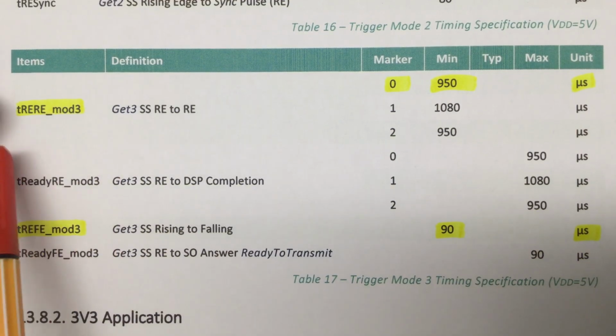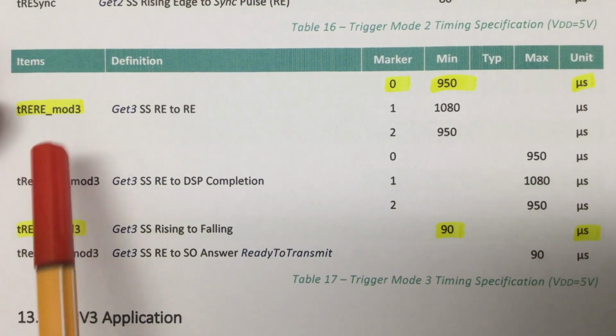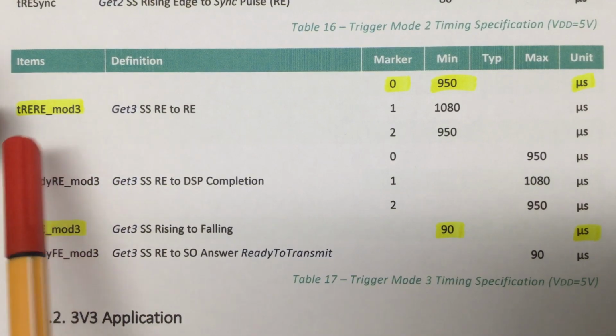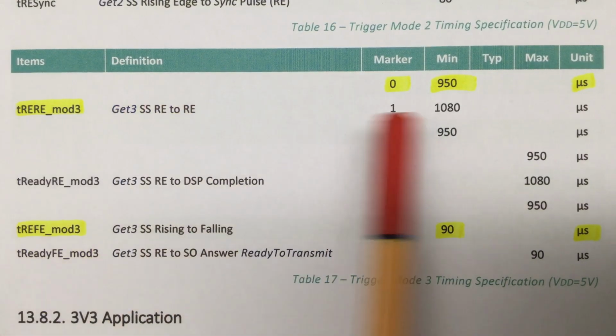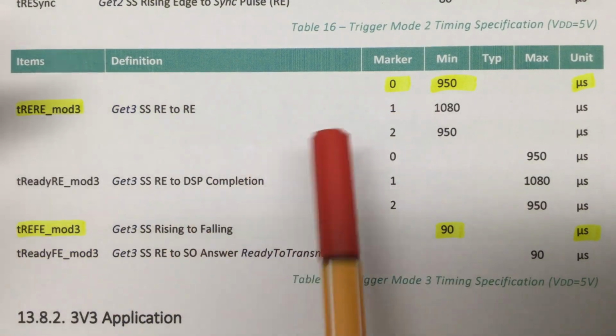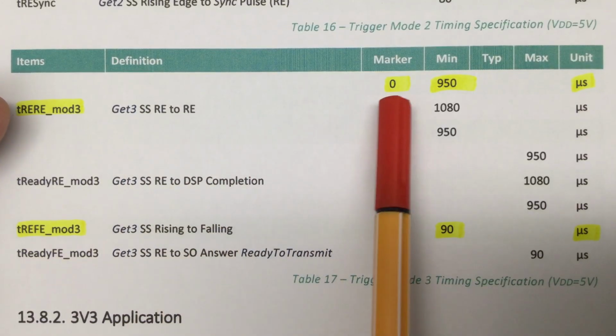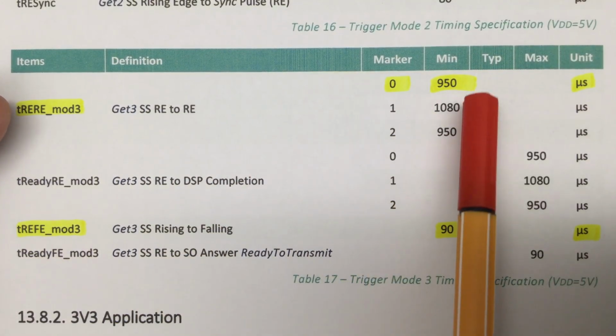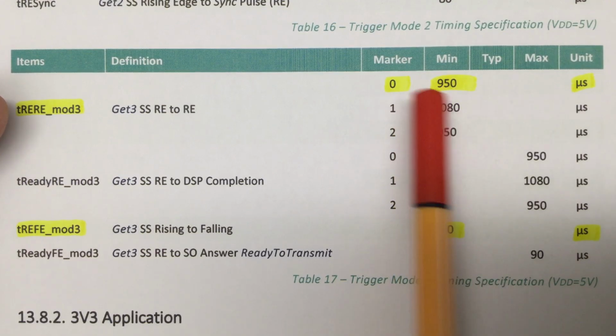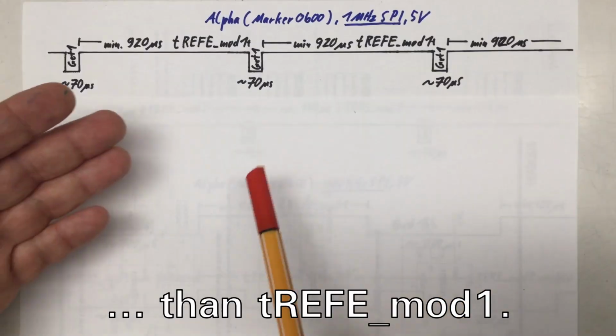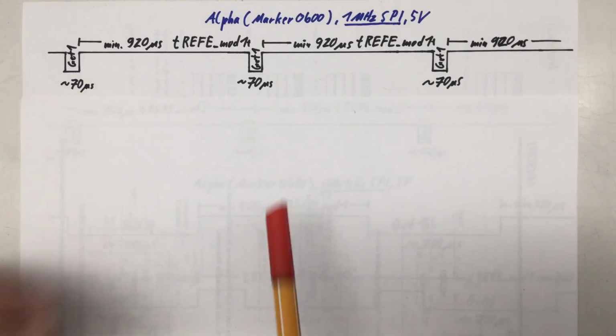However, the T_RERE_mod3, so rising edge to rising edge, that is the period or the inverse of the frequency of the SPI transactions, is for marker 0 at 5 volts 950 microseconds, so slightly longer. So what does that all mean?